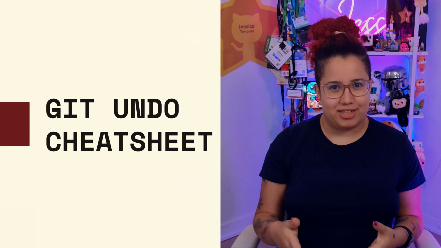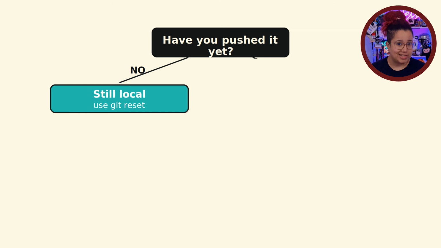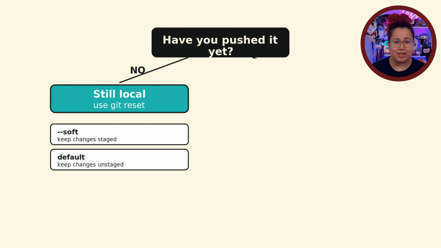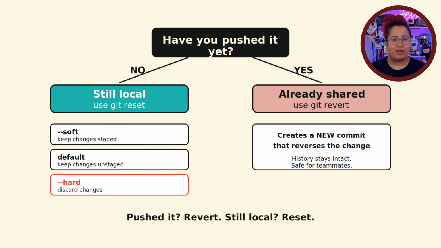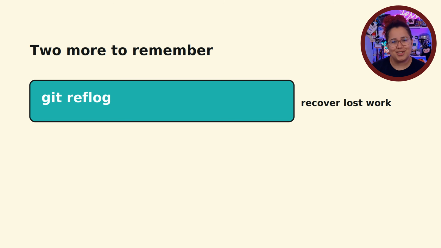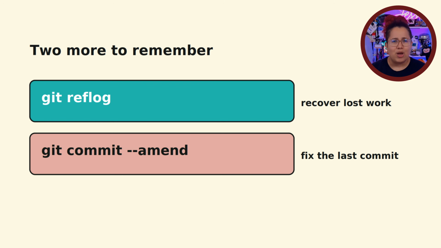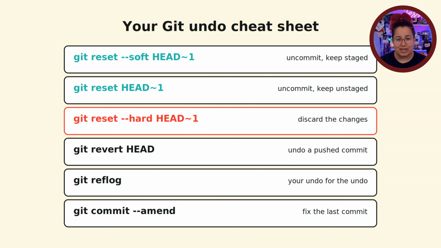So here's your cheat sheet. Ask one question. Have I pushed the commit yet? If not, reset. Soft to keep it staged, default to keep it unstaged, and hard to throw everything away. If you pushed the commit, then use revert, which safely reverses changes with a new commit. And if anything ever looks lost, check the reflog, your undo for the undo. Also, remember the amend option to adjust a commit is still for your local environment. Those are most of the commands you ever need to fix or undo a commit in Git.